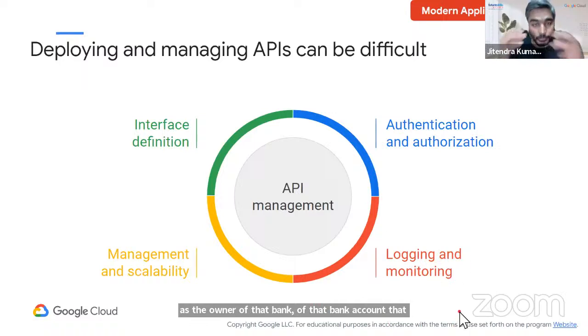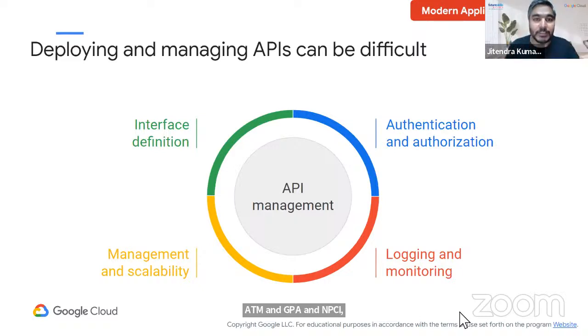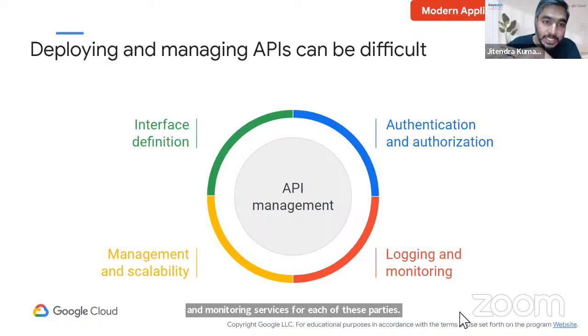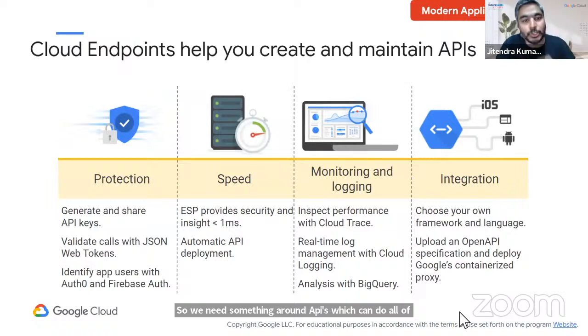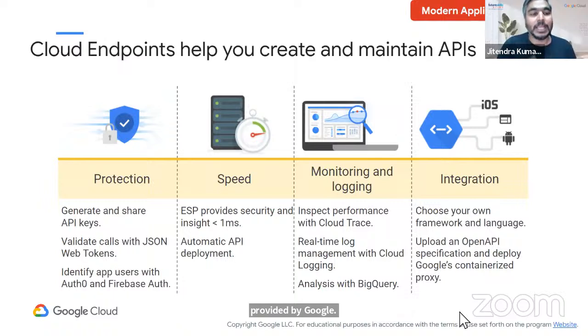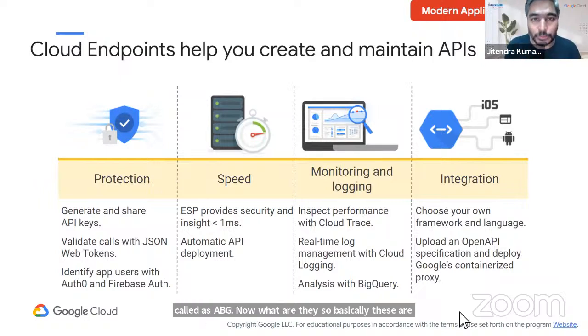Right now, for the service providers, including Paytm and GPay and NPCI, they need the ability to monitor. Is everything going well? You need logging and monitoring services for each of these parties. So we need something around APIs which can do all of this for us. So we have two solutions provided by Google. One is called Cloud Endpoints, and another service is called Apigee. Now, what are they? Basically, these are API gateway solutions.